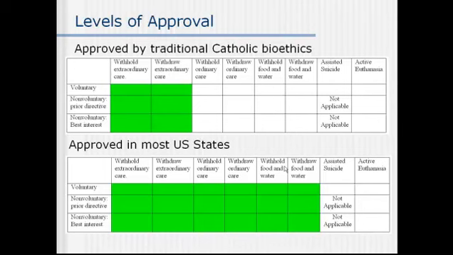Traditional Catholic bioethics allows only for the withholding or withdrawing of extraordinary care. So, as you can see, what is allowed are just the boxes on the left in green. This is, in fact, why the distinction between ordinary and extraordinary care is very important in the Catholic tradition. It marks the difference between acceptable and unacceptable euthanasia. U.S. law is much more permissive regarding euthanasia. In fact, U.S. law allows for anything that might possibly be classified as passive euthanasia. This includes withholding or withdrawing any sort of care, including food and water. And you can do this either with the patient's direct consent or with the consent of a proxy.